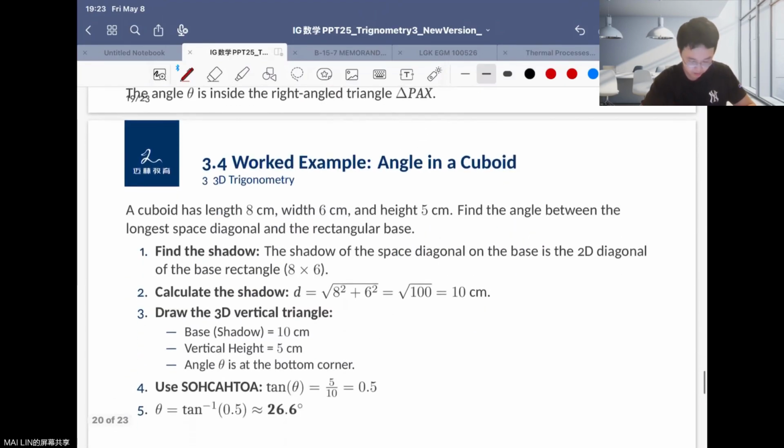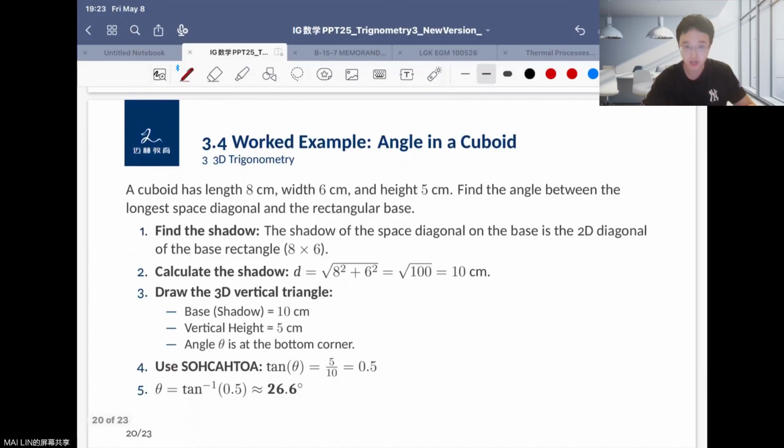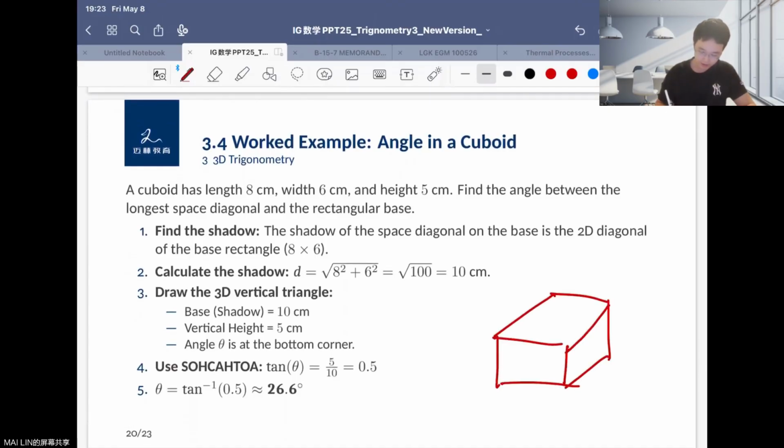Here's a working example for you. It's a cuboid with a length, width, and height. Maybe the height is 5, the length is 8, and the width is 6. You want to find the angle between the diagonal and the rectangular base. So we can try to draw the graph here.